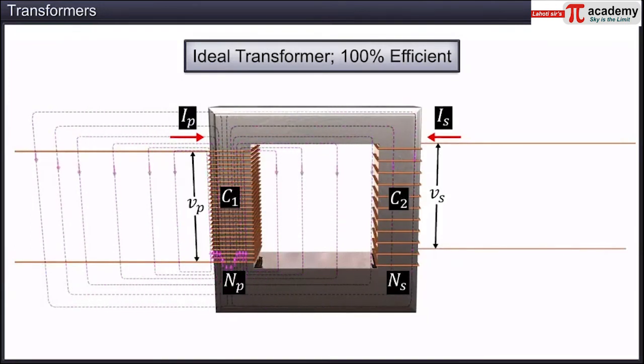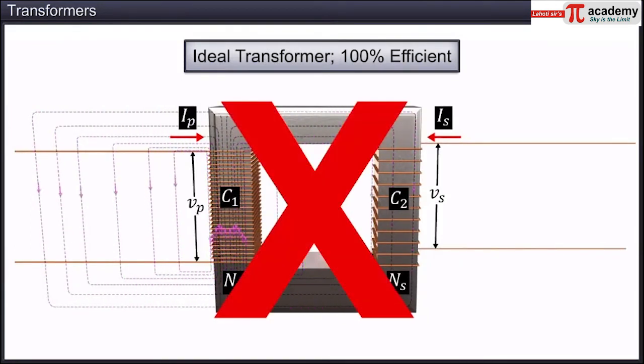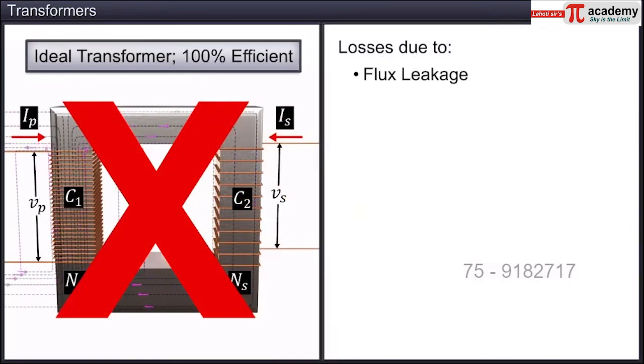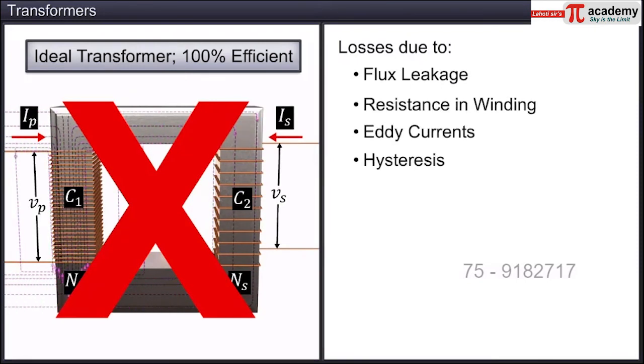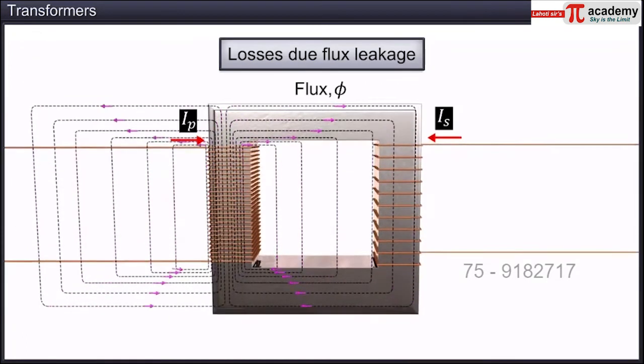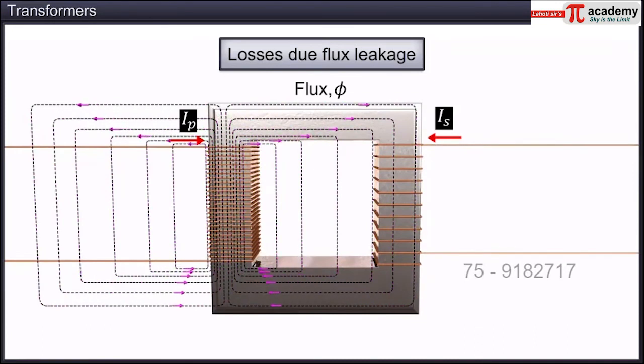These equations apply only to ideal transformers, as we assumed. However, in practical situations, all transformers incur small energy losses due to various factors, such as flux leakage, resistance of winding wires, eddy currents, and hysteresis. Flux leakage can never be completely eliminated, as not all the flux due to primary passes through the secondary due to poor design of the core or the air gaps in the core.